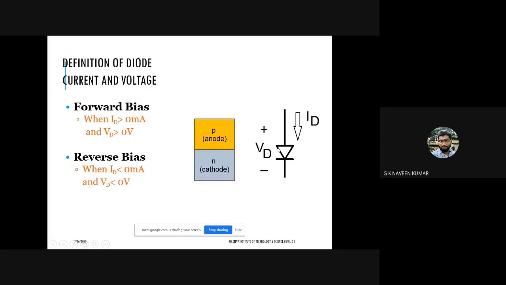Let me tell you this. See, when it is forward bias, this will be just like a short circuit.